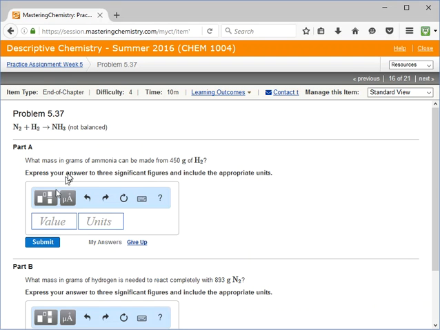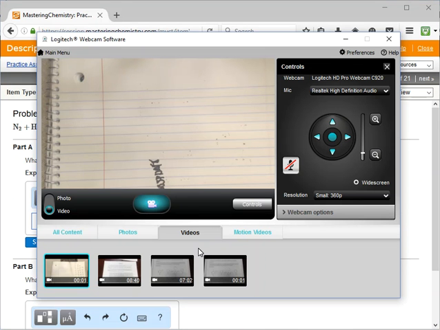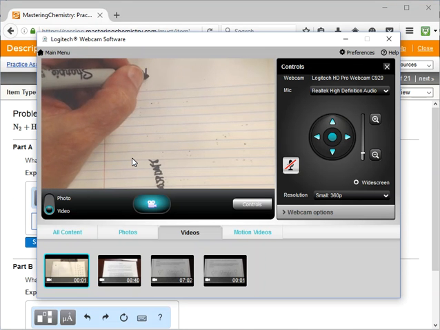It says, what mass in grams of ammonia can be made from 450 grams of hydrogen? Now, it gives me an unbalanced equation at the top. Anytime it gives you an equation and it's not balanced, one of the first things you have to do is balance the equation. You have to know those relationships to be able to make this thing work.